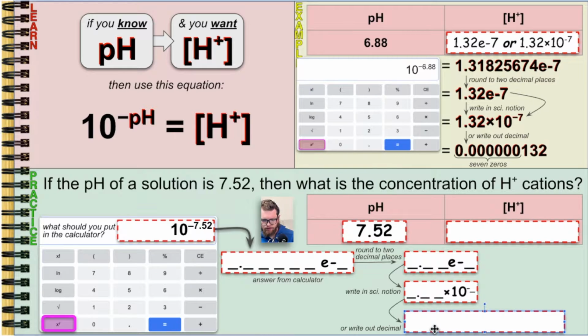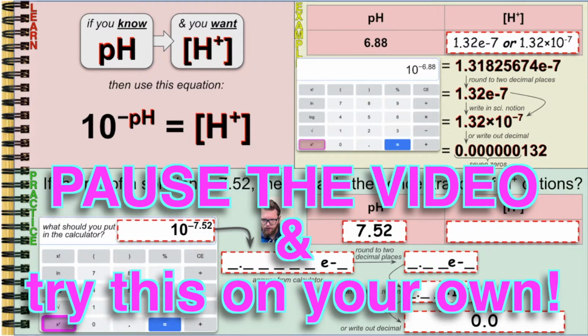And then we're going to write that out as a decimal, so 0.0, however many zeros there were right here, and then these 3 numbers at the end. And any one of these 3 we could write as our concentration of H plus ions. So pause the video now, put that in the calculator, do the rounding and rewriting steps, and then we'll go from there.